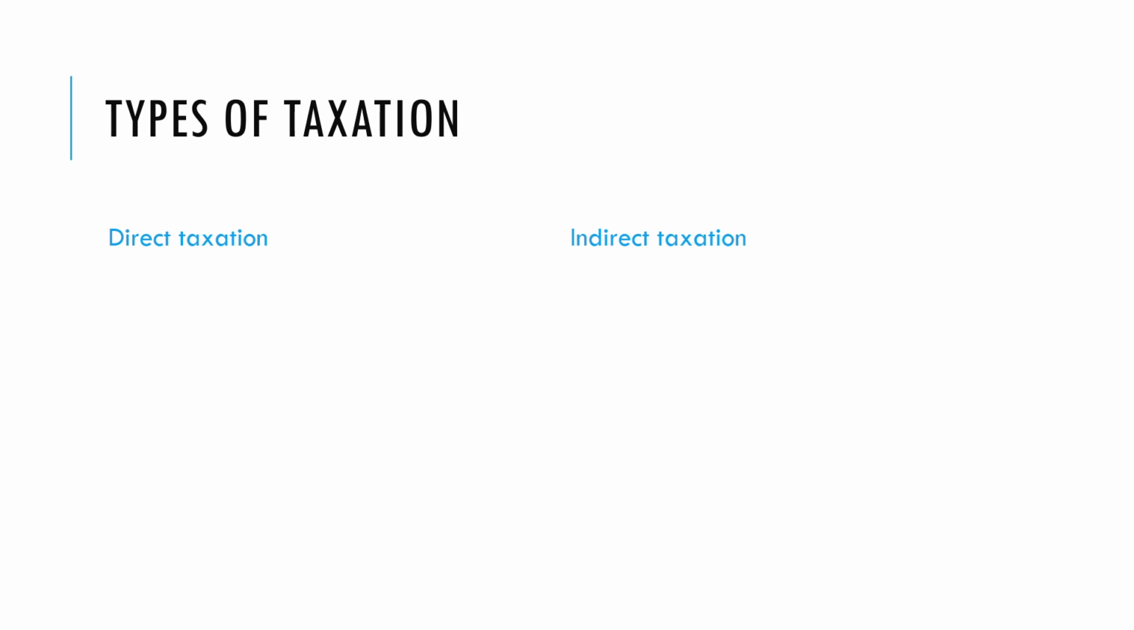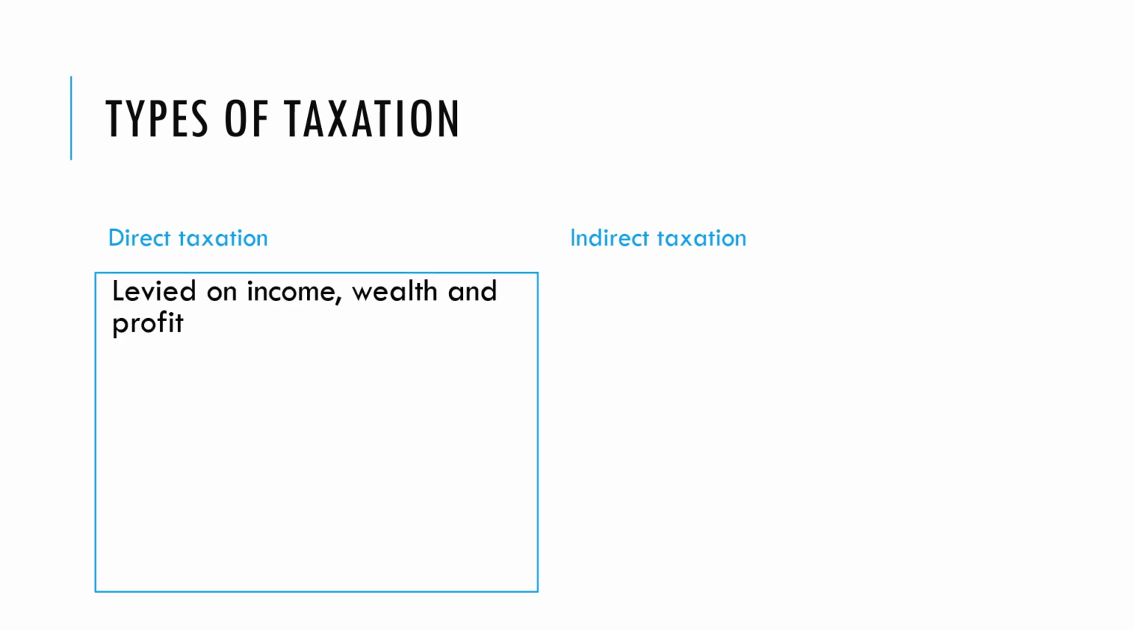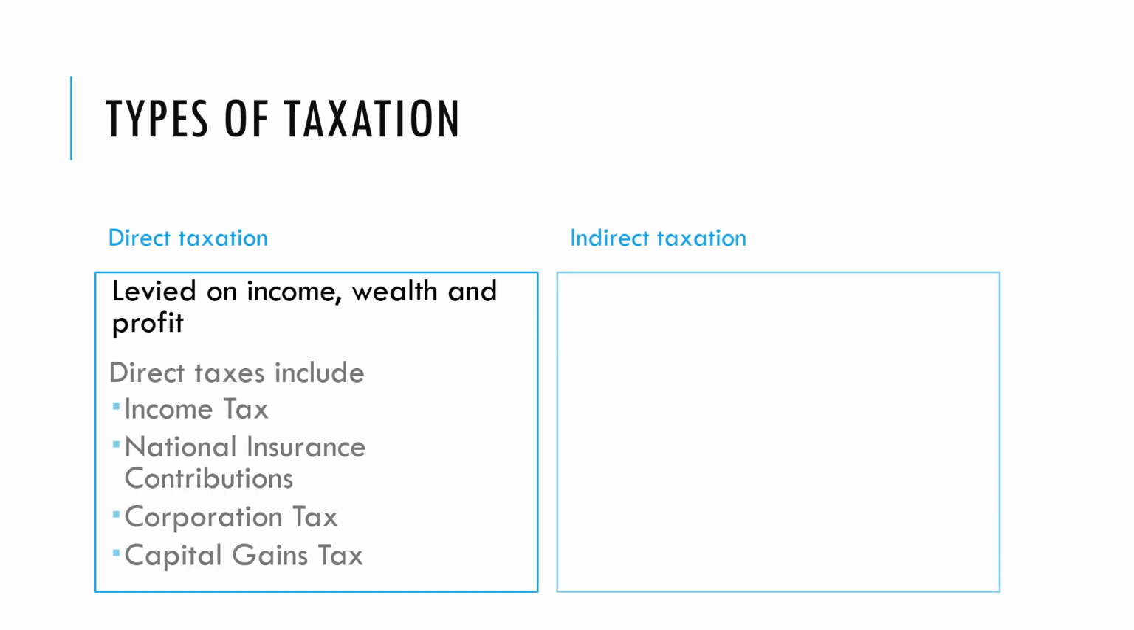We can break them down into two main types of taxation. The first one is direct taxation. Those are taxes that are applied to people's incomes or wealth or profit. It is applied directly, so it is very difficult to avoid it through your choices. So examples would include income tax, national insurance contributions, corporation tax. You have no choice. If you earn a certain amount, you pay income tax. If a business makes profit, it pays corporation tax.